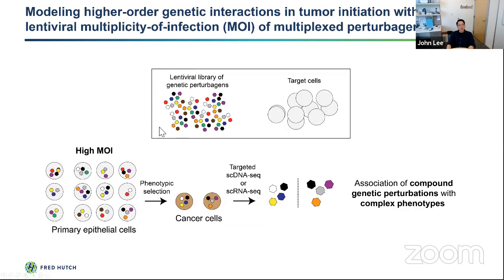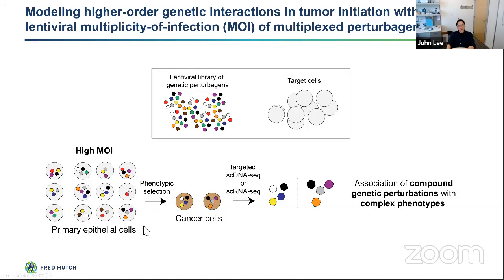As a general approach and overview, this is the idea that we took on and moved forward. We wanted to model higher order genetic interactions in tumor initiation by using high lentiviral multiplicity of infection of multiplex perturbagen pools. If we have a lentiviral library of genetic perturbagens, those that mimic gain of function and loss of function, and we have target cells, the idea is to introduce these genetic perturbations at high MOI, so that essentially what will happen is you'd randomly distribute combinations of these perturbagens into individual cells.